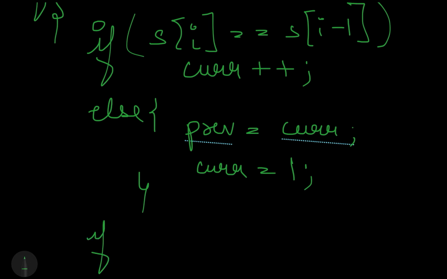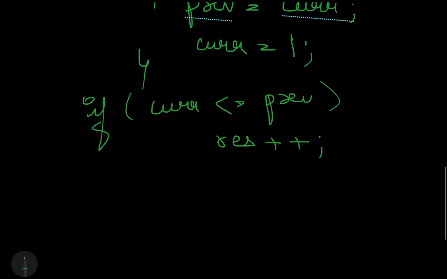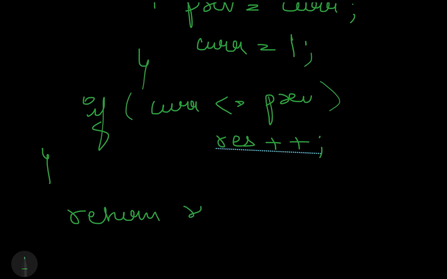And in any case, if our current is less than or equal to previous, then it means that we have found a group which has a consecutive number of zeros and ones. Then we'll update our result. And we'll simply return our result, which contains the number of substrings which follow our given condition.